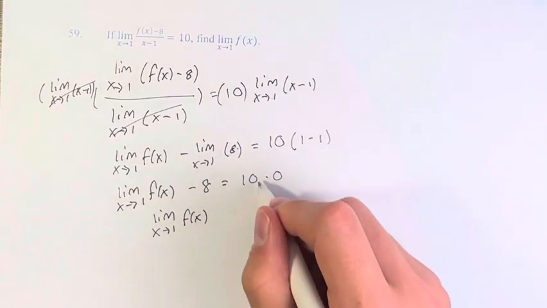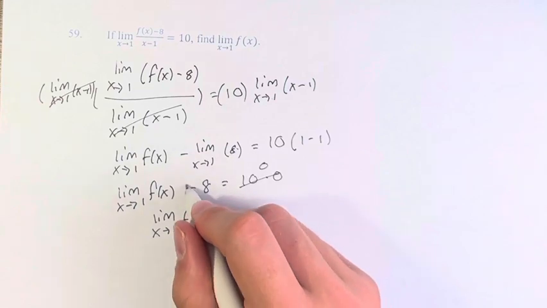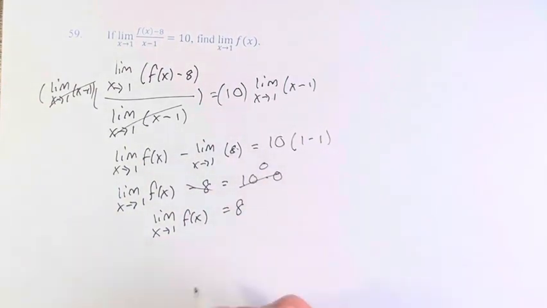Therefore, adding 8 to both sides, this is just 0. Adding 8 cancels this, and 0 plus 8 is just 8. Therefore, the limit as x approaches 1 of f of x equals 8.